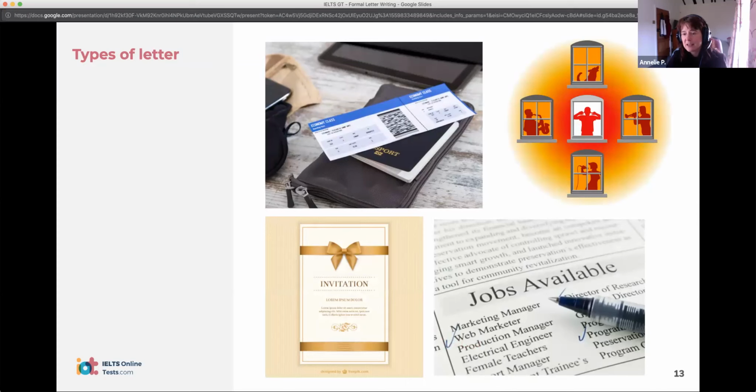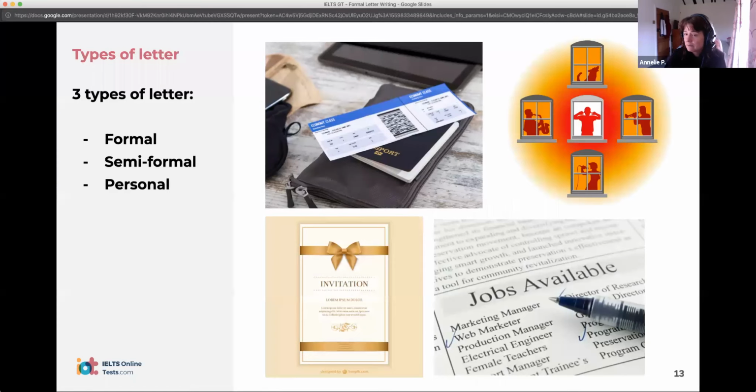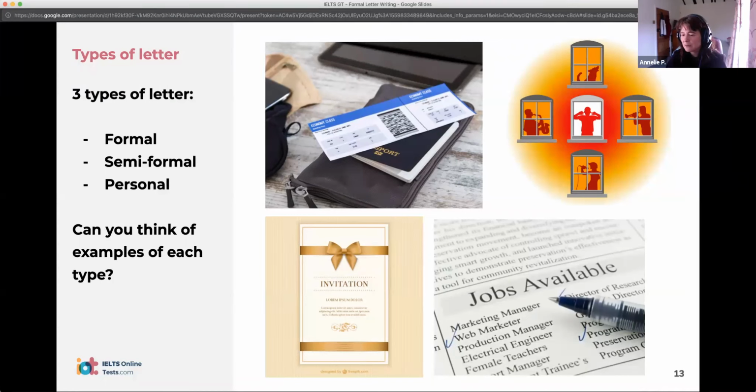So let's look again more specifically at these 3 types of letter that you can get. If you remember, it's formal, semi-formal, and personal or informal, you could call it. So let's think about some different types. What kind of formal letter do you think you might be asked to write? What's the kind of typical situation for a formal letter?